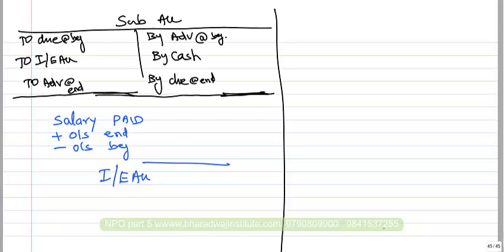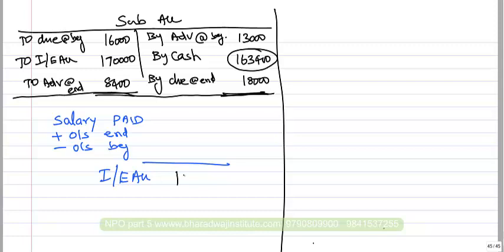Tell me the due at the beginning, due at the end, advance at the beginning, advance at the end. Income and expenditure account subscription 1,70,000, as a balancing figure, by cash 1,63,400. What is the salary given in the income and expenditure account?